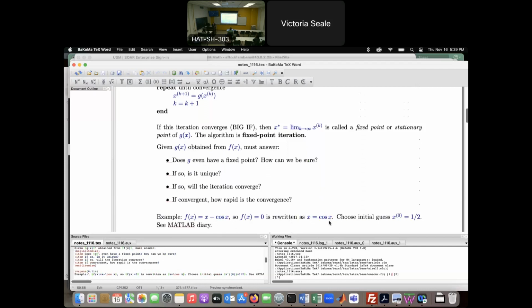What I'm going to do is arbitrarily choose the initial guess x not equal to 1/2. Now, it makes sense to choose an initial guess between -1 and 1 because cosine can only give values between -1 and 1. So we already know in this case that our choice for g of x, cosine x, is bounded. So we should choose an initial guess that satisfies those bounds.